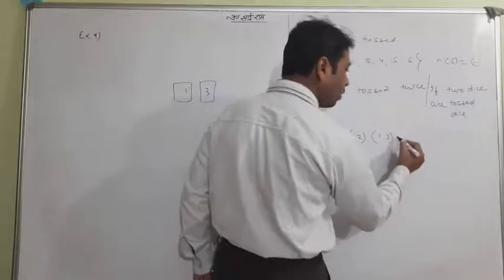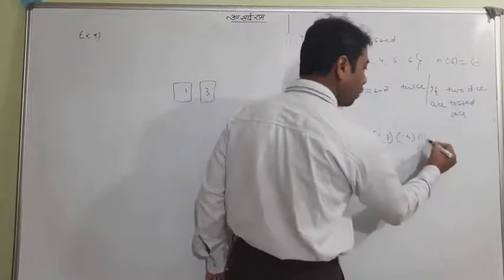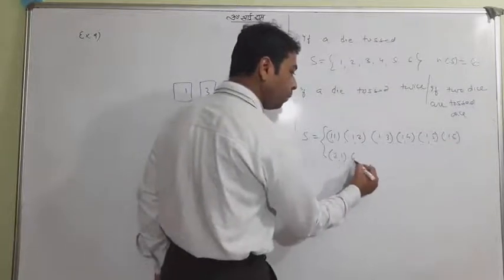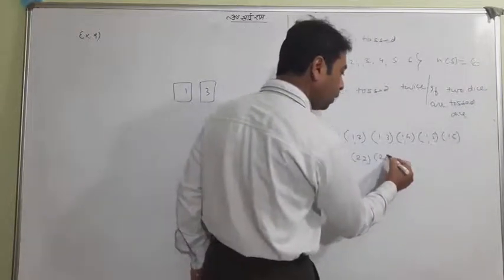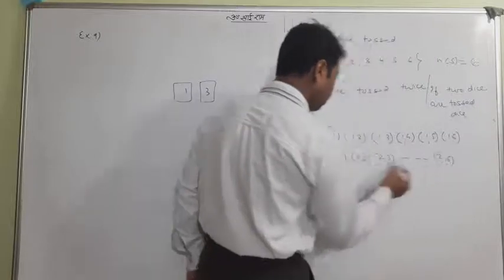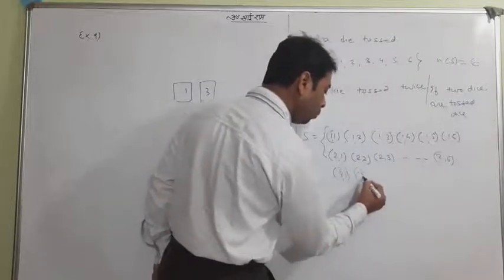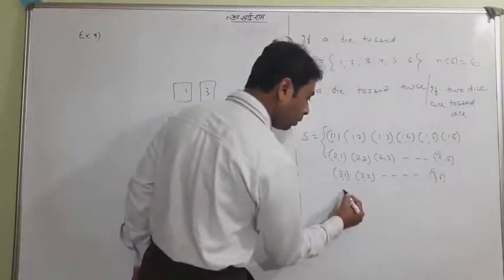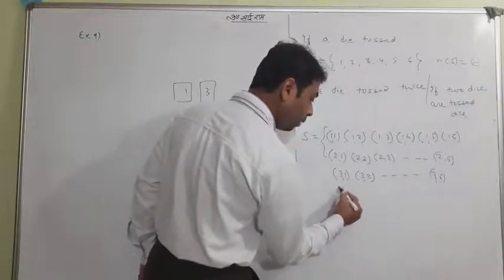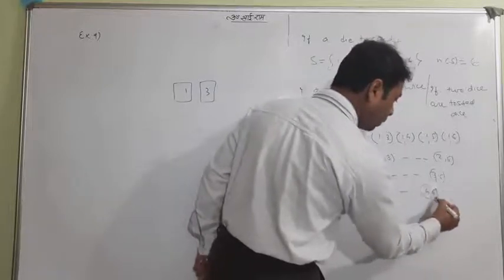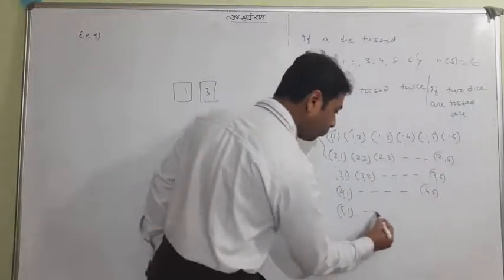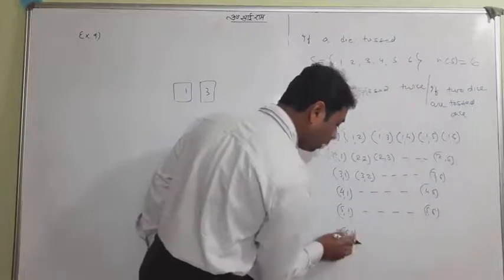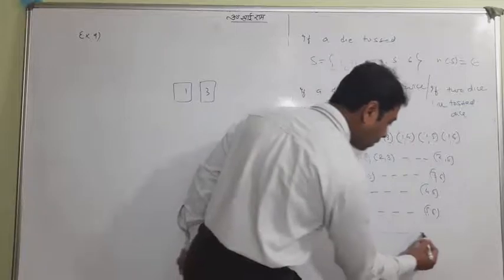Now you can understand yourself: 1 4, 1 5, 1 6, 2 1, 2 2, 2 3 till 2 6, 3 1, 3 2, 3 3 till 3 6, 4 1, 4 2 till 4 6, 5 1, 5 2 till 5 6, and lastly 6 1, 6 2, and 6 6.